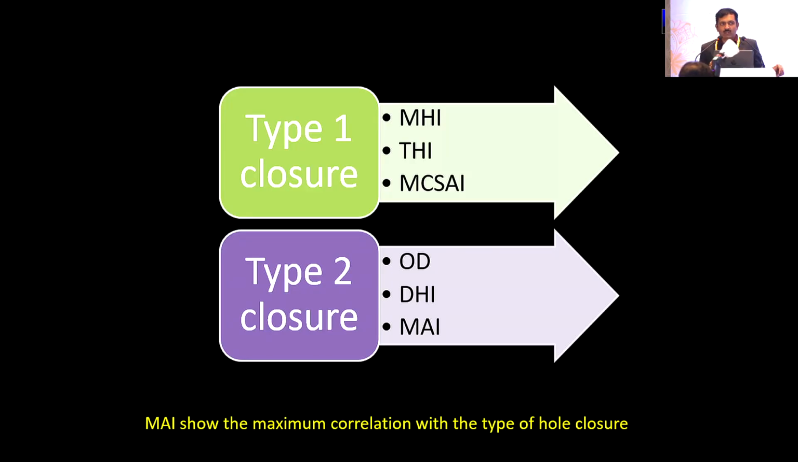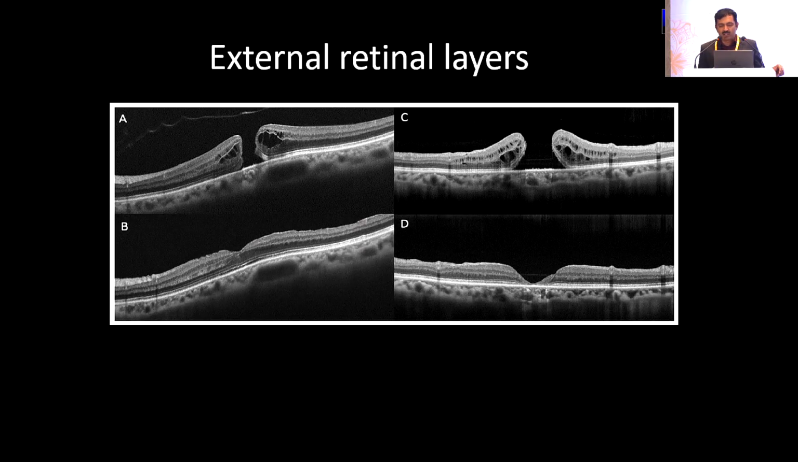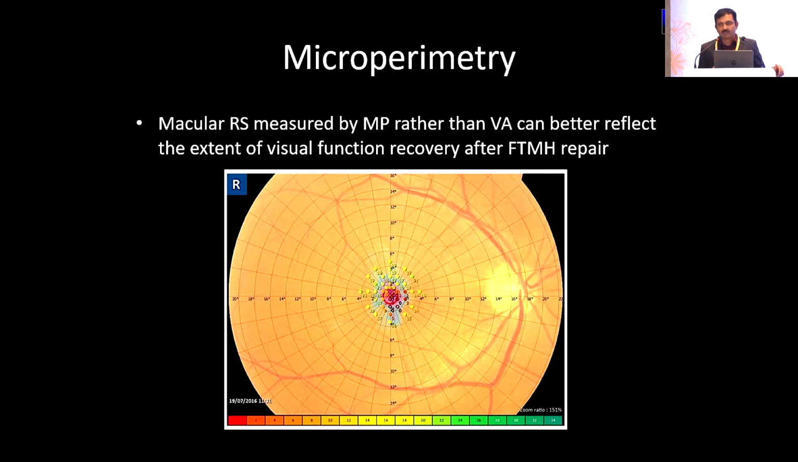Some indices closely correlate with the type 1 closure like macular hole index, tractional hole index, cystoid space area index. Similarly, type 2 closure has a very good correlation with outer diameter and the macular area index and other indices. Please look into the external retinal layers. Sometimes in spite of a good closure, you may not get a good visual recovery because of the damage to the external retinal layers. Microperimetry is another important functional analysis, which gives a clue to the functional recovery rather than looking at the anatomical. It tends to correlate with the visual acuity, so we need to look into the microperimetry also.